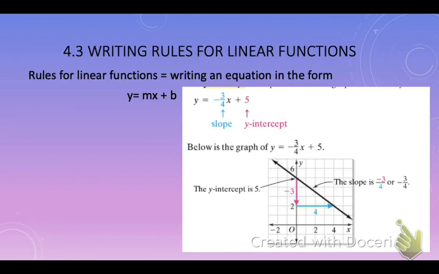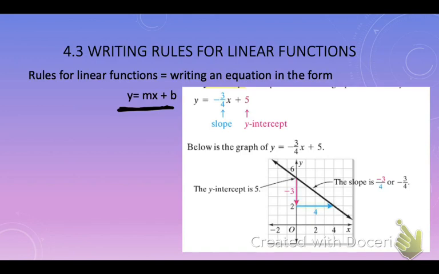So, writing rules for linear functions. We've been working on linear functions, so now you're going to write rules, or you're going to write it in this form of y equals mx plus b. So you have to know how to take a line, find the slope and the y-intercept, and write something in this functional form. You do not need to copy down the picture. That's just to give you a visual. I will go over each piece as we go.